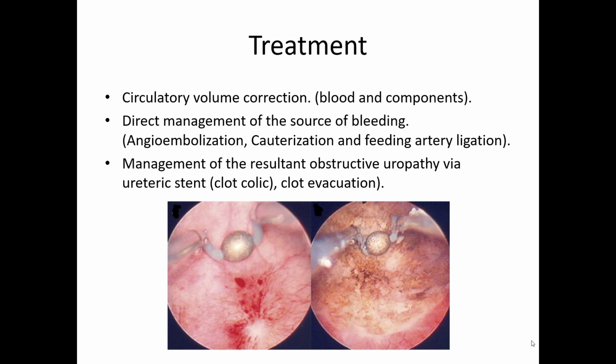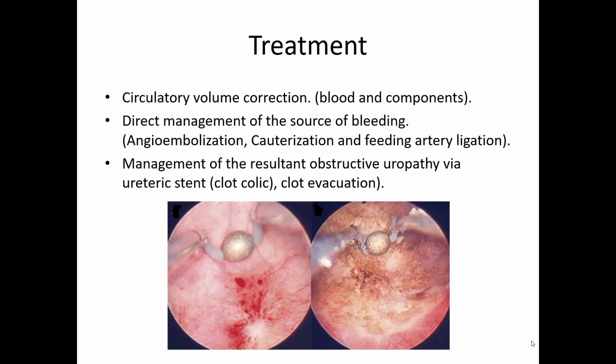Treatment, if it is the bladder, as shown here, you just go and directly cauterize the source of the bleeding. After resuscitation of the patient, in every case, whenever you face a bleeding, you should examine the patient carefully, assess vital signs, prepare blood, and then you are definitely going to treat the source of the bleeding, whether it's in the upper tract by angioembolization, as we discussed in the uroradiological intervention, embolization of the feeding artery. Sometimes you should go and open, and you ligate the feeding artery. Management of the resultant obstructive uropathy is via ureteric stent.